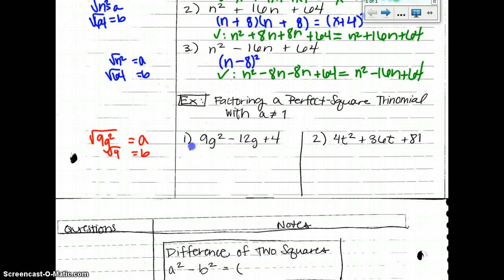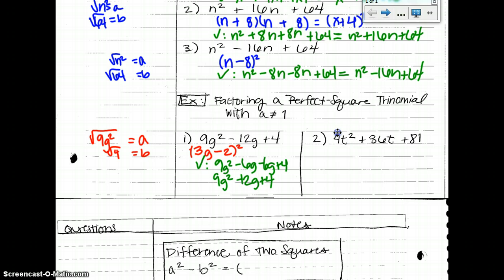Okay, I'm going to plug in just that second part. Our a, let's look here. The square root of 9 is 3. The square root of g squared is g, minus the square root of 4, which is 2, squared. So this is our answer, and let's check it. Okay, if I would multiply all this out, we'd have 9g squared minus 6g minus 6g plus 4, which is 9g squared minus 12g plus 4. So it works.